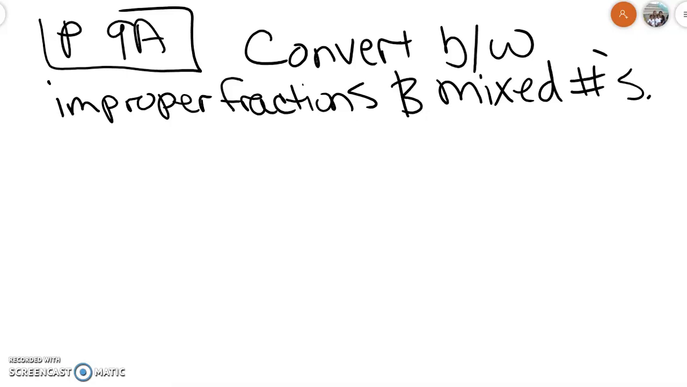I'm trying this new way of doing it. This also means that I can't save the screen and I can't go back to it. So please make sure that you're writing, or you just rewind on your video to see anything that I erase. Okay, so first thing we're gonna do, first problem, is 4/3 as a mixed number.